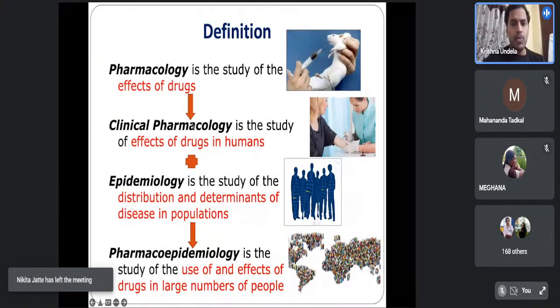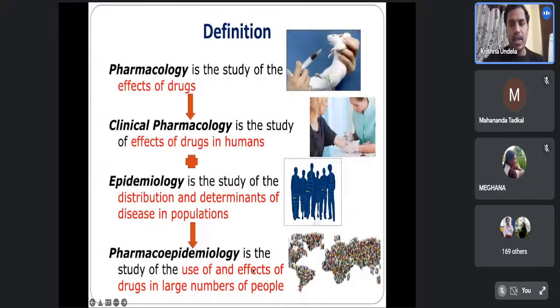From clinical pharmacology, it takes the focus of inquiry, where exactly we need to focus. And from epidemiology, it takes the method of inquiry, which method we need to follow for understanding the uses and effects of medications. In the uses and effects, we understand both the side effects as well as the beneficial effects. By using pharmacoepidemiology, we can understand anything.